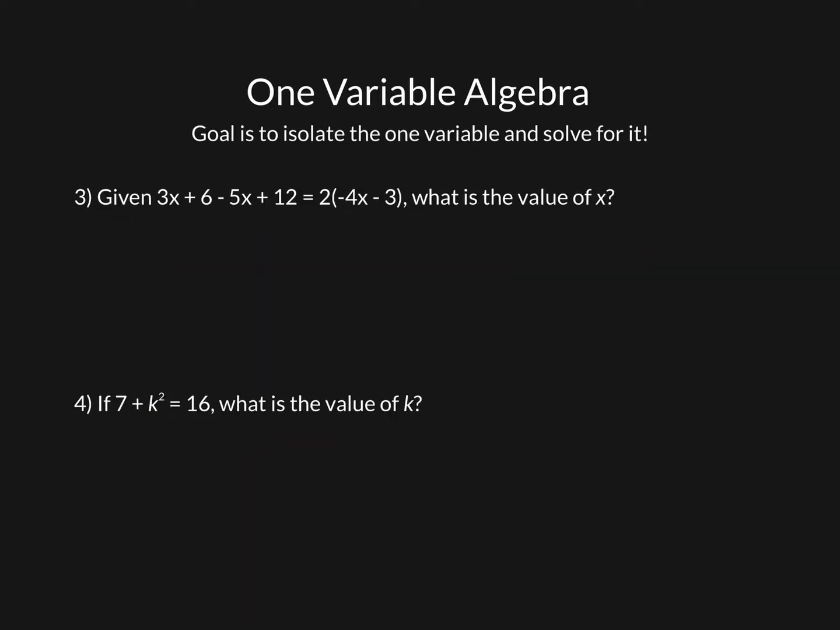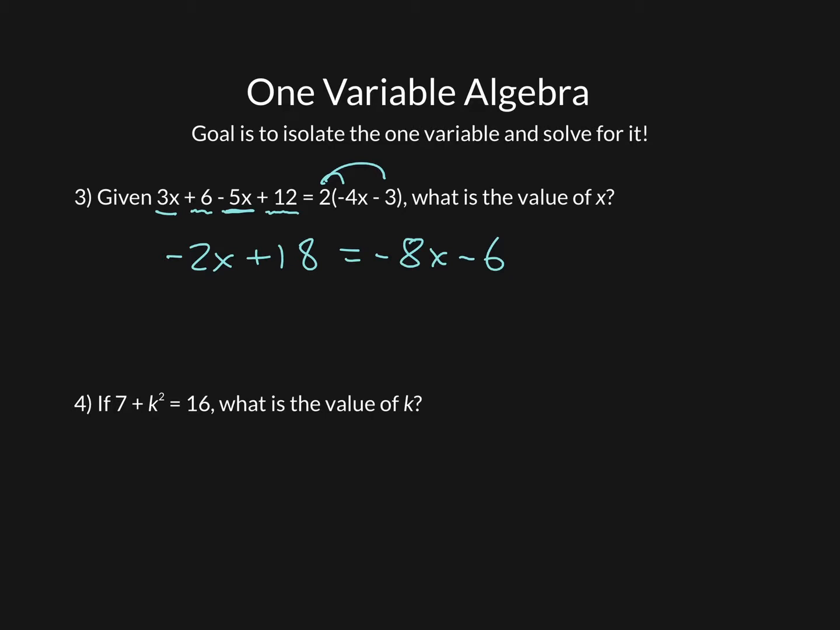Now, let's take a look at numbers 3 and 4. Once again, our goal here is still to isolate the one variable and solve for it. Whether it's x or k, we want to isolate everything around it, simplify, combine like terms, and solve for x. So given that 3x plus 6 minus 5x plus 12 equals 2 times negative 4x minus 3, let's start with the left side. We've got 3x and negative 5x, which we can combine to be negative 2x, and then plus 6 and plus 12, which can be combined into plus 18. Now for the right side, we just have to distribute, which is negative 8x minus 6.